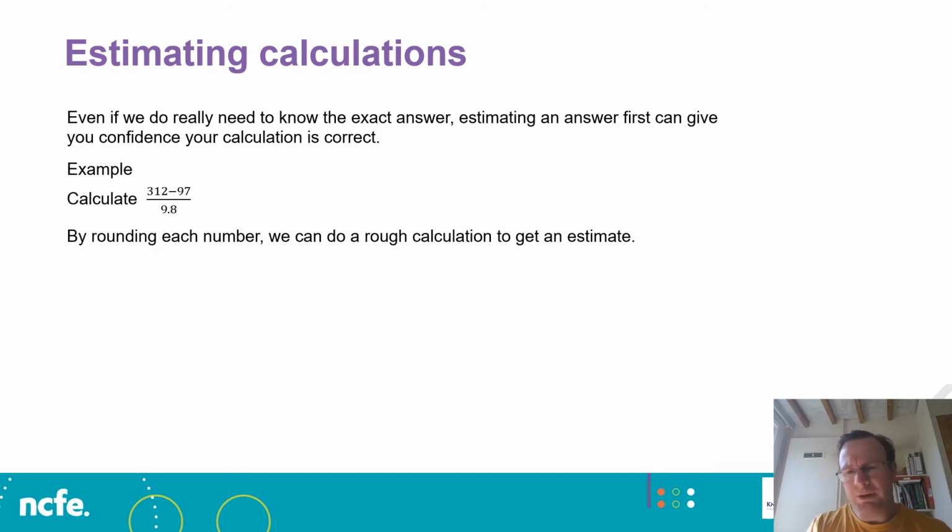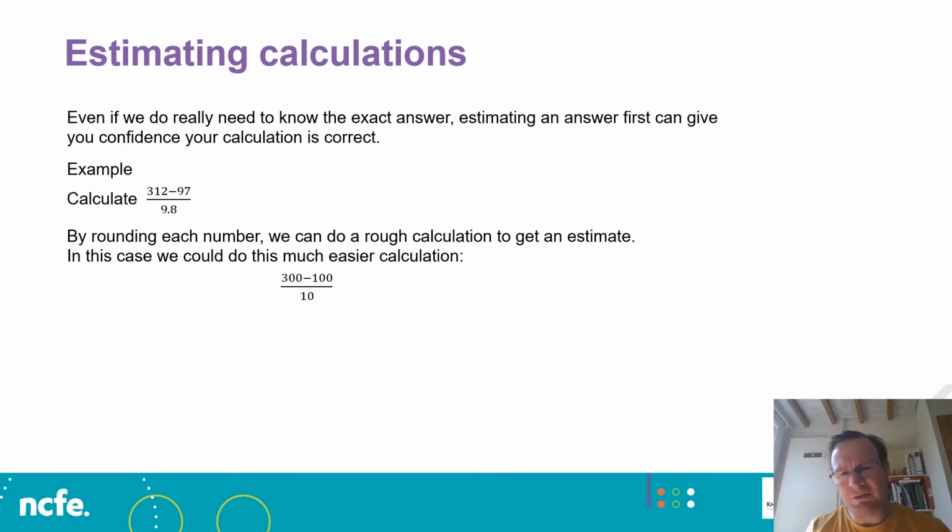Well, what we can start to do is round each number. So we can do a rough calculation to estimate the total. So how would you do this? Well, I'm just looking at that and thinking, actually, what I could do is take the 312 down to 300. I could take the 97 up to 100. And I can take the 9.8 up to 10. So broad rounding, giving me a sort of very rough idea.